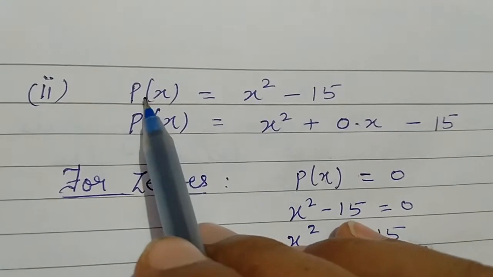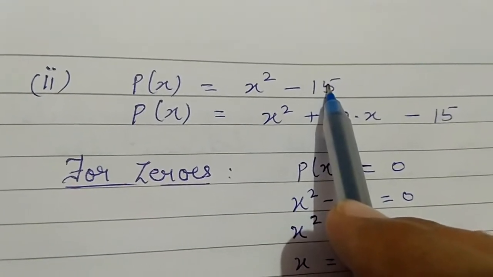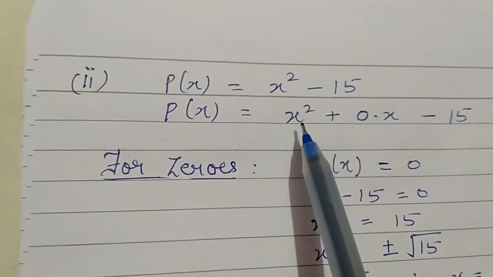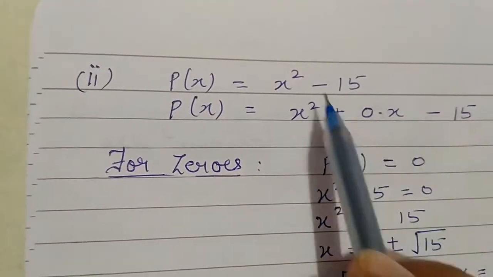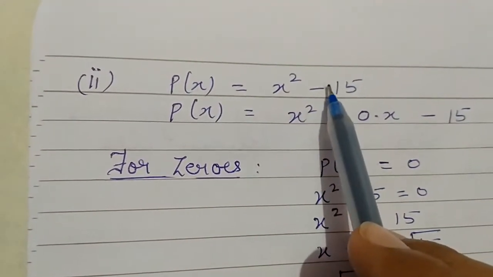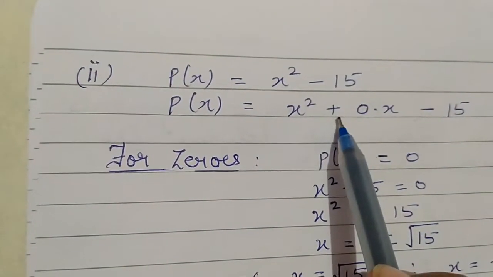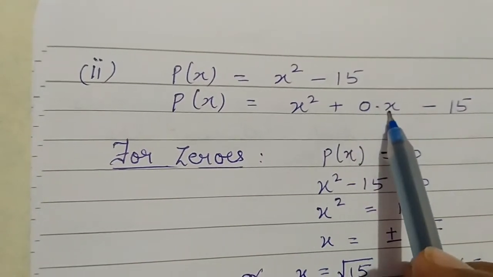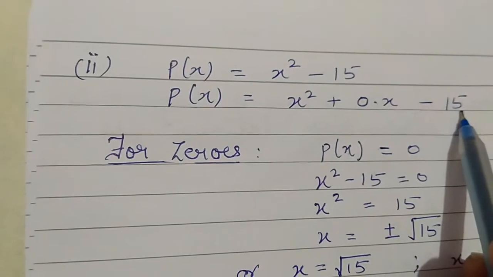In this example, suppose we have given a polynomial p(x) equals x square minus 15. This polynomial can be written in standard form like this. That means x square as it is. There is no term of x, so we can write plus 0 multiplied by x, and the last term minus 15 as it is.